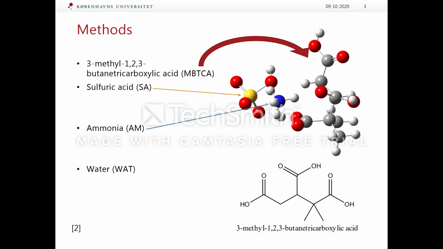In my study, we did an investigation of the electrostatic potential of clusters containing ammonia, sulfuric acid, water, and the organic acid 3-methyl-1,2,3-propanetricarboxylic acid, also called MPTCA. And we use density functional theory to make our calculations.